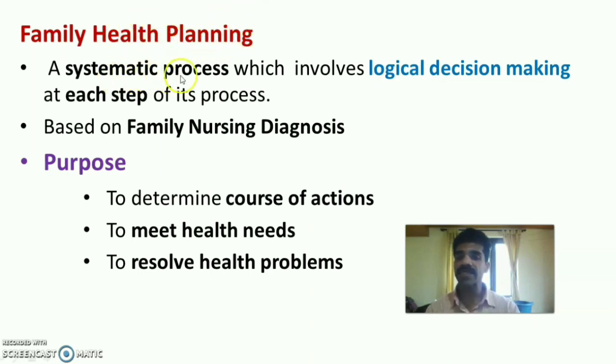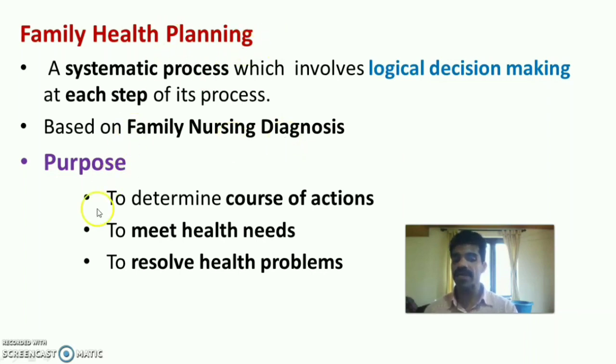Family health planning is a systematic process which involves logical decision making at each step of its process. So family health planning or intervention is a process. In each step of its process, it uses logical decision making. So it is a systematic process which involves logical or intelligent decision making at each step. That is the family health action plan process. Family health planning is directly based on the family diagnosis. So family health planning is purely based on, or in relation to, the family nursing diagnosis.